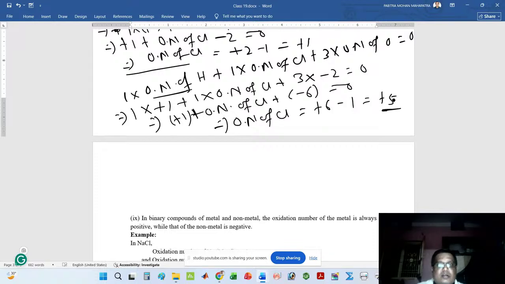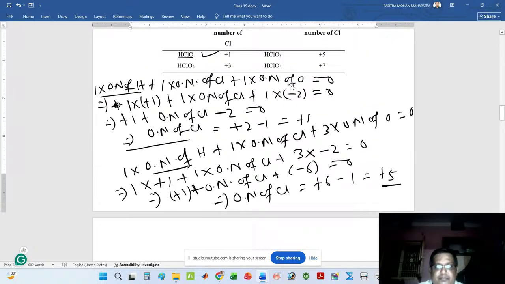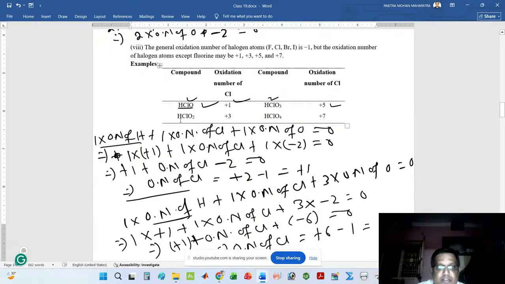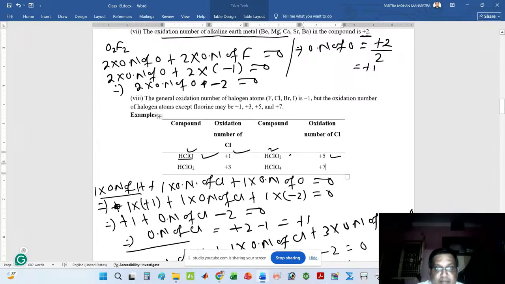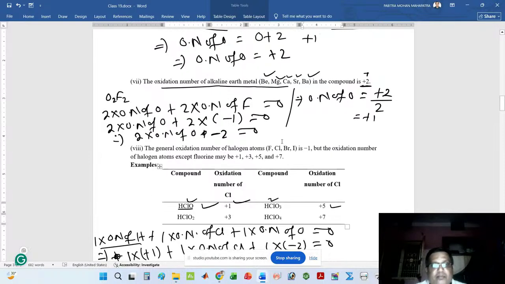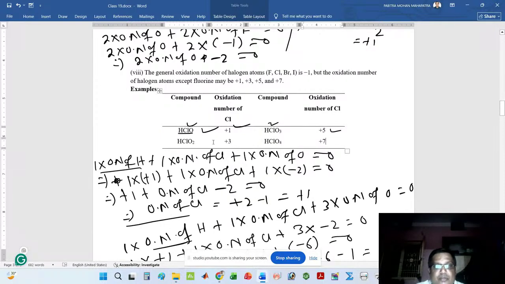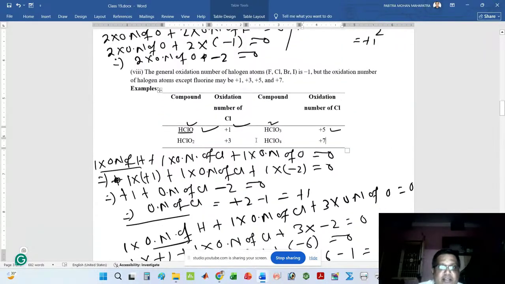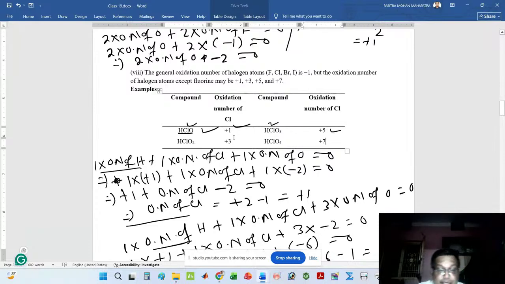Here I can say that the oxidation number of chlorine is plus 6 minus 1, that is plus 5. Look at that in the table, plus 5 is given. Similarly, you can also prove the oxidation number of chlorine in HClO2 is plus 3, and in HClO4 is plus 7. Like this type of example, you can also think about the bromine atom: HBrO, HBrO3, HBrO2, HBrO4. In the same style as chlorine, you will also get the same oxidation state.